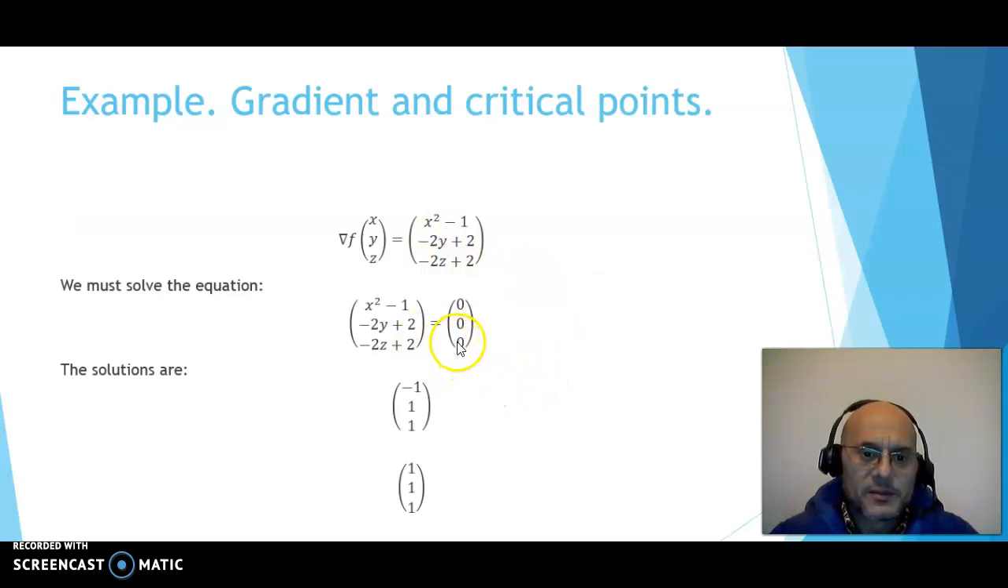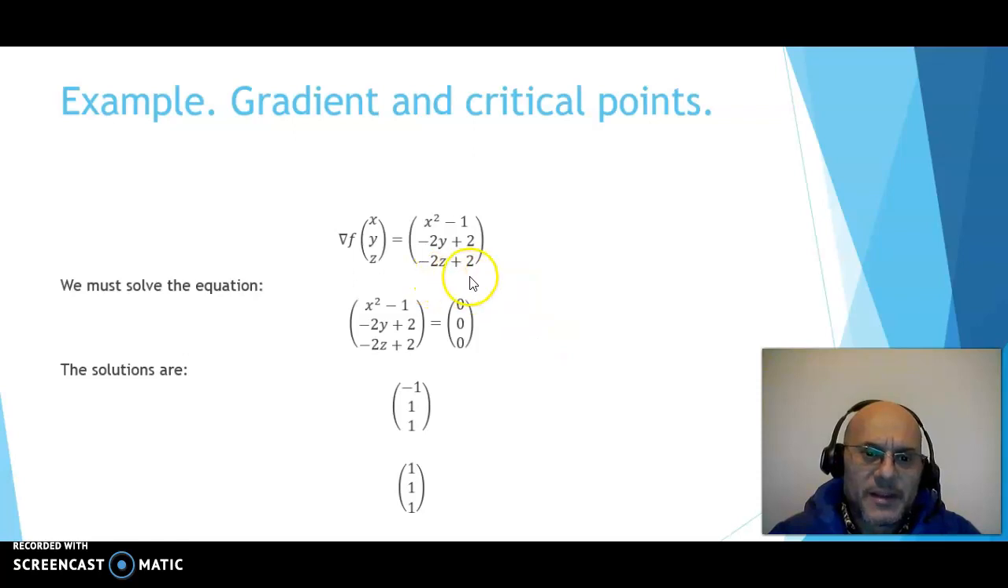And then we must solve this equation. We equal the gradient to 0 and solve the equation. In this case, it is a very simple equation. In most cases, it can be somewhat more difficult. But this one is straightforward and has two solutions. (-1, 1, 1) and (1, 1, 1), two different solutions. It will not always be this easy.